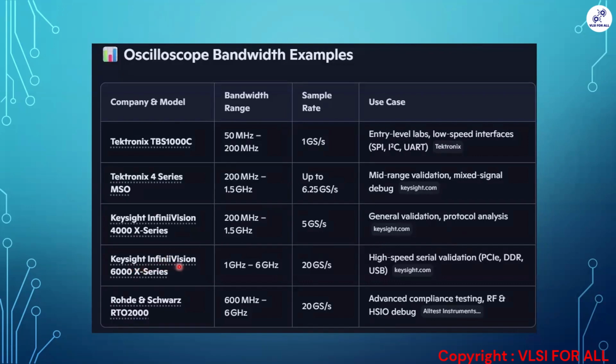And you'll see the Keysight Infiniium with 1 gigahertz to 6 gigahertz bandwidth. It has a 20 giga samples per second sample rate, and it is used for high speed serial validation like PCI, DDR, USB. And coming to the other high bandwidth oscilloscope like R&S, 600 megahertz to 6 gigahertz, it has a 20 giga samples per second sample rate. It is used for advanced testing of high speed IPs.